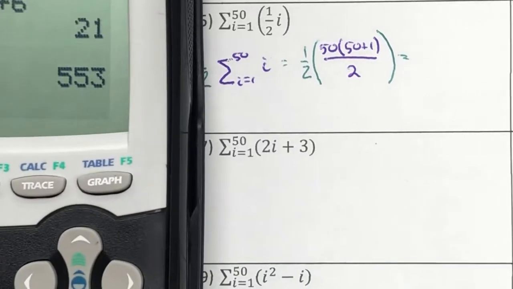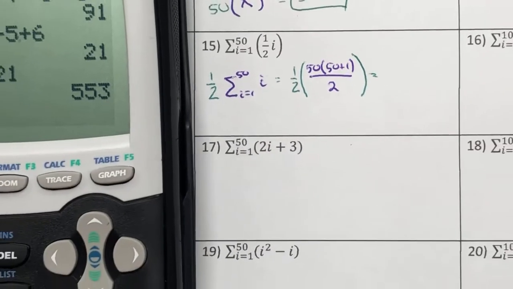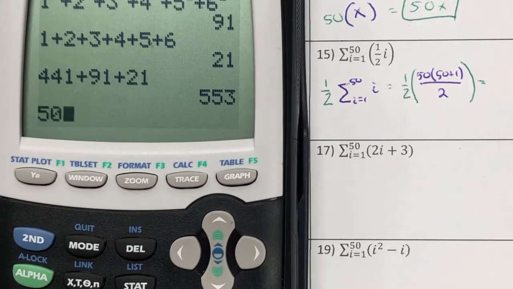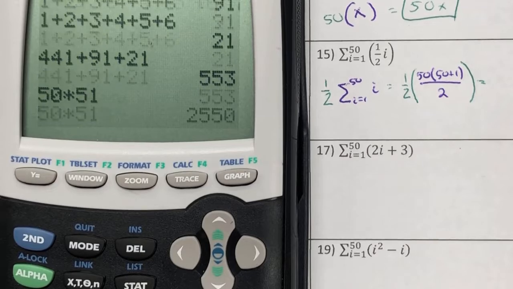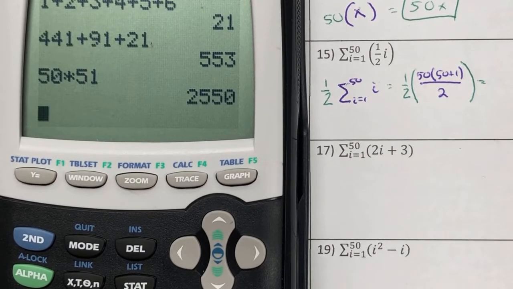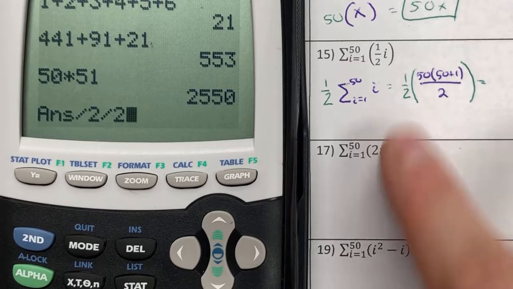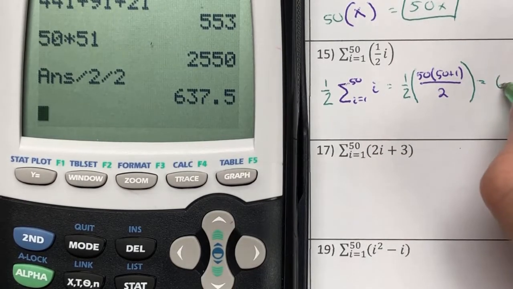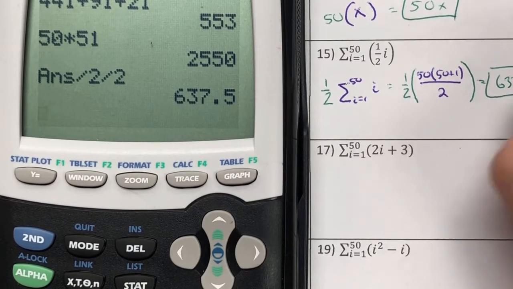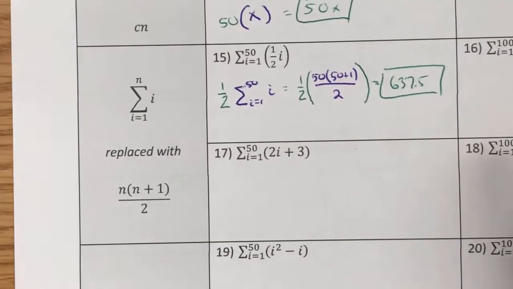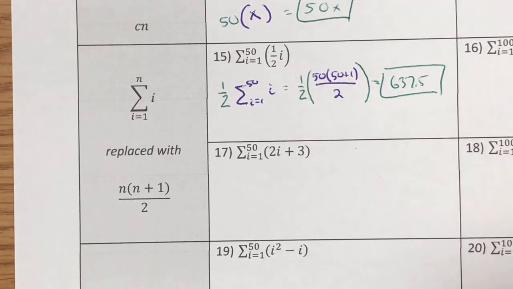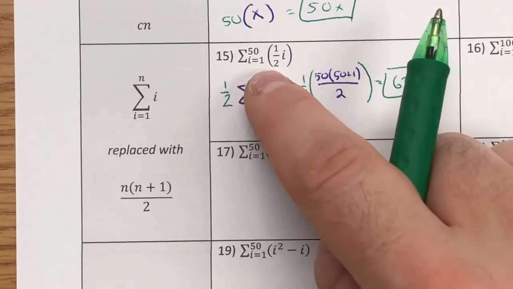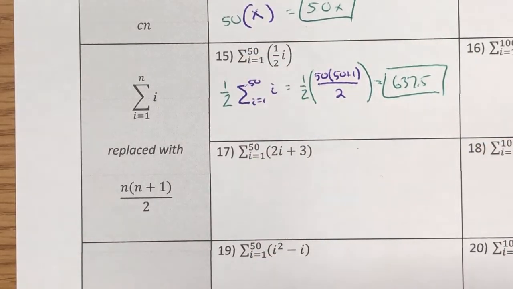And so let's work this out. So I get this and I say, okay, 50 times 51 is going to give us that as our numerator. We're dividing by 2 and dividing by 2. So we're going to get a grand total of 637.5. Oh, and now that's a lot easier than saying, let's add 1/2 plus 1 plus 1.5 plus 2 plus 2.5 plus 3 all the way up until we get to 25.